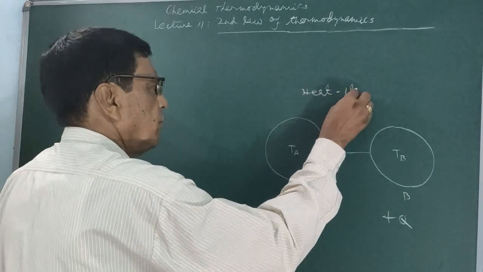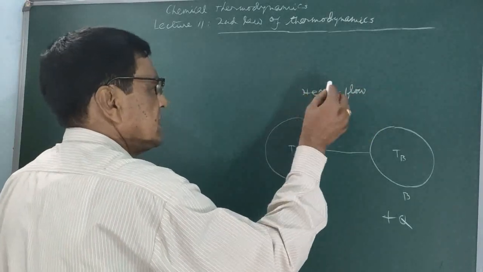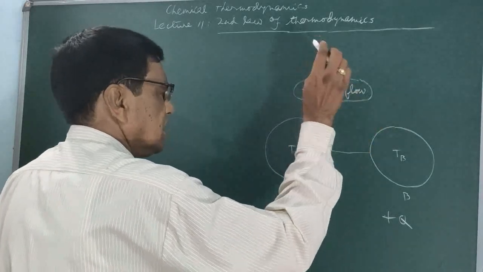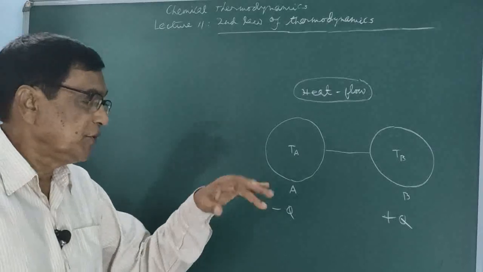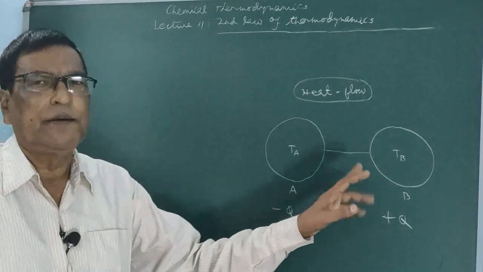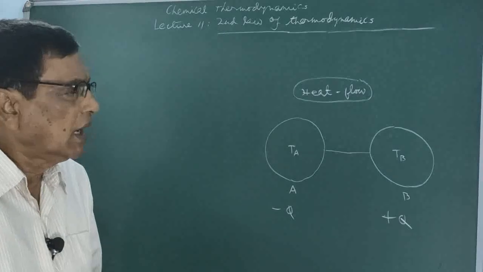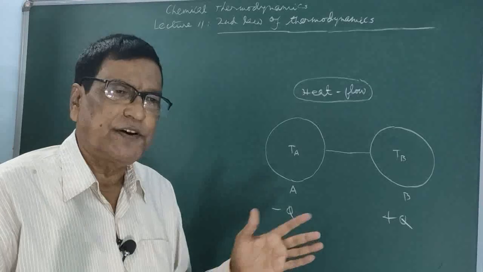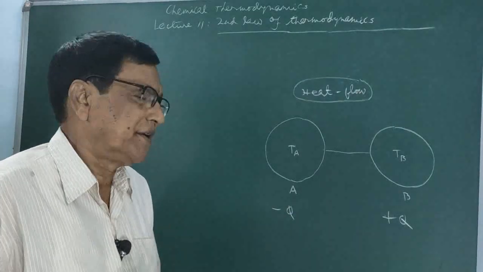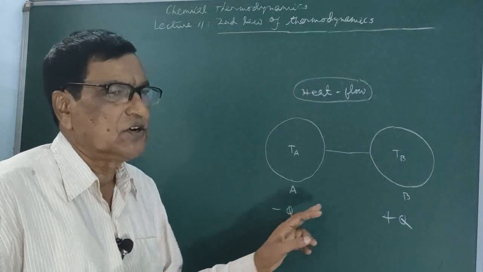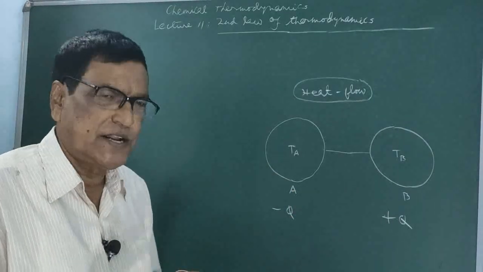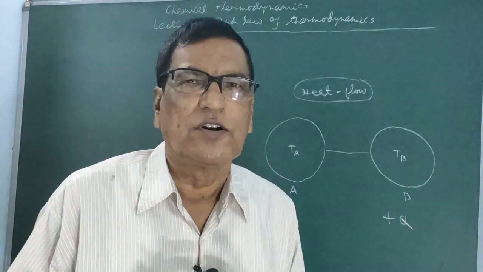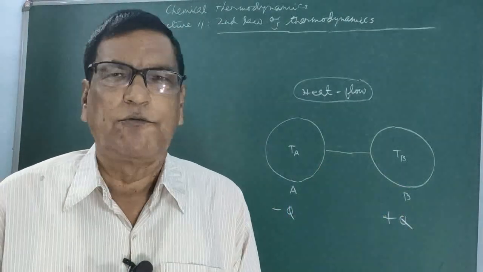This is the heat flow process. This process is called heat flow, from this body A, between these bodies A and B. If this is maintained, then the first law is satisfied. That means heat is not being lost. Heat is a form of energy, and heat will not be lost by this flow of heat.